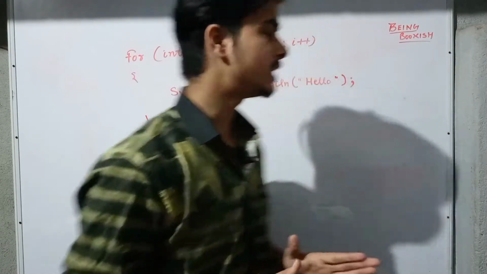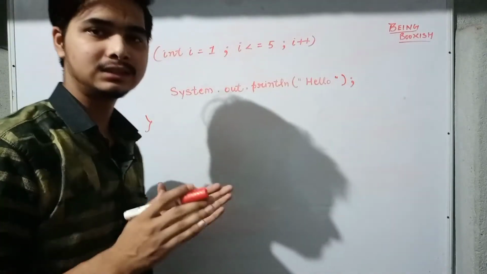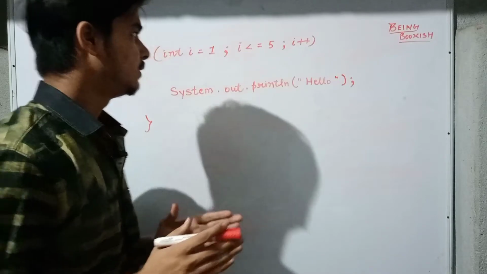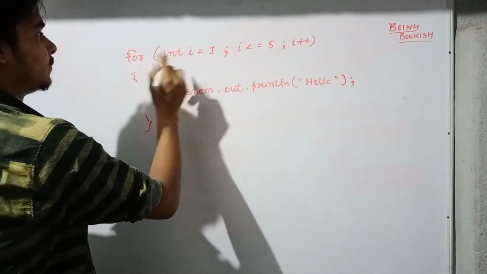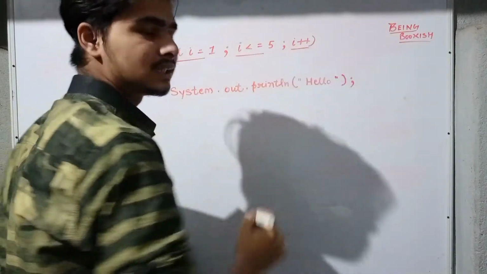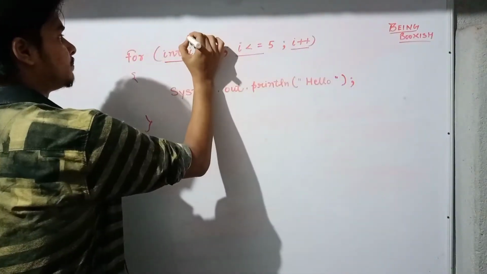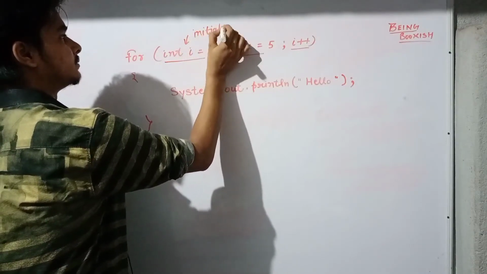So today we are going to see how a for loop works in Java. Basically, whenever we write a for loop, we have three parts, which you can see. So what are these three parts called? This is the part which is known as initialization.